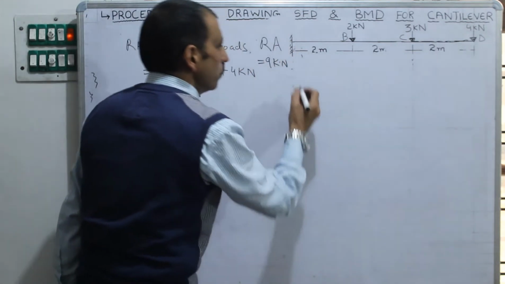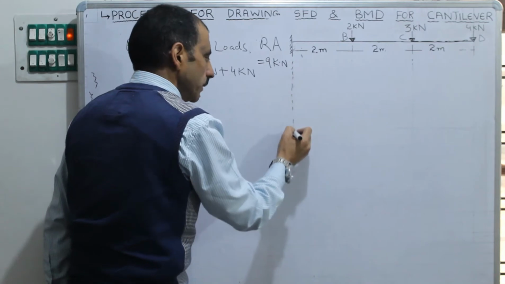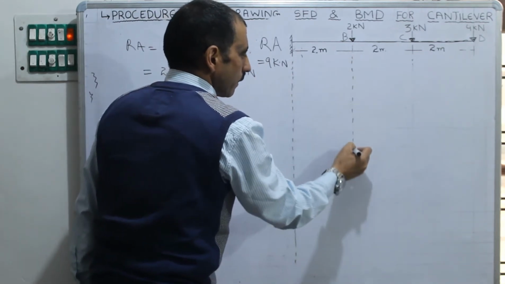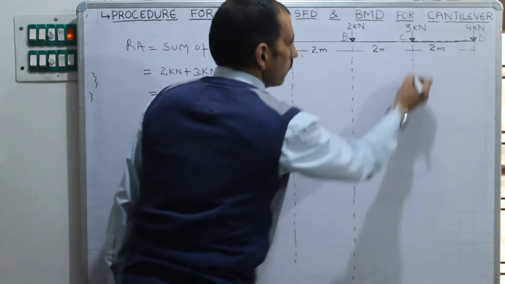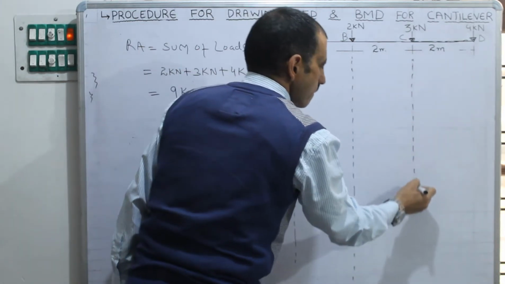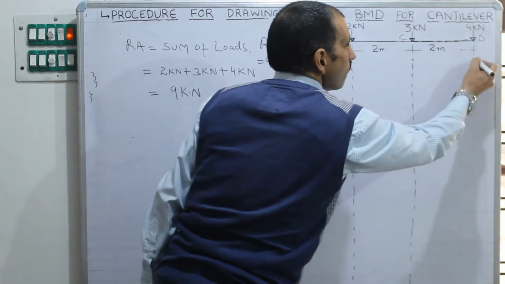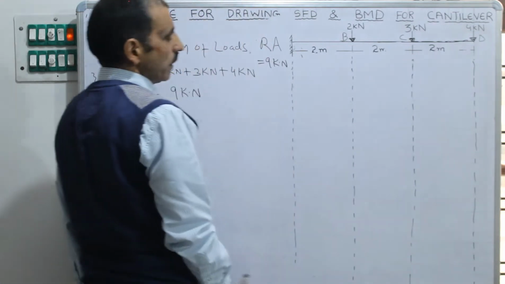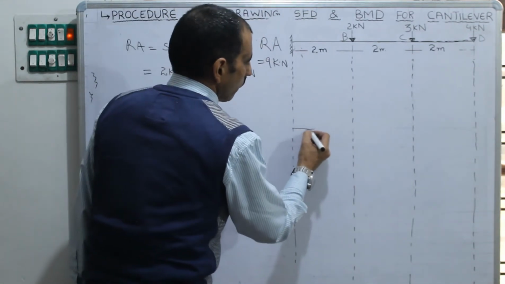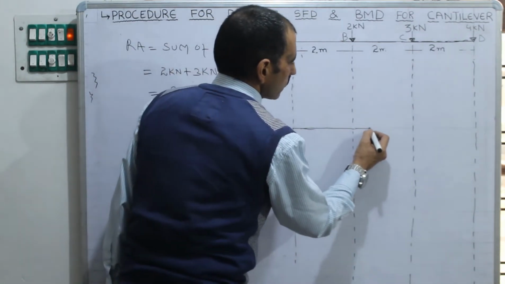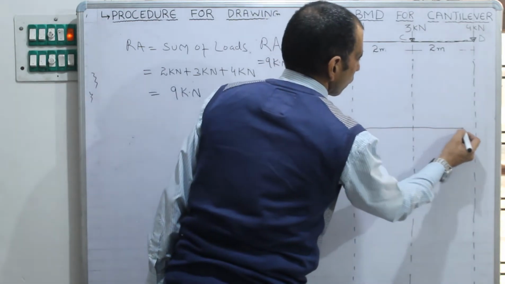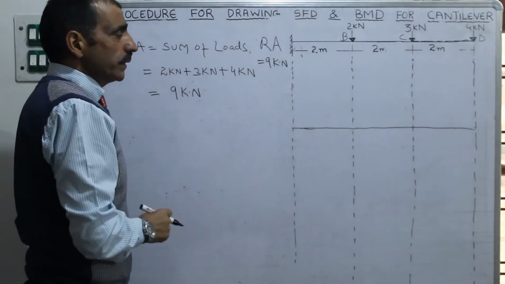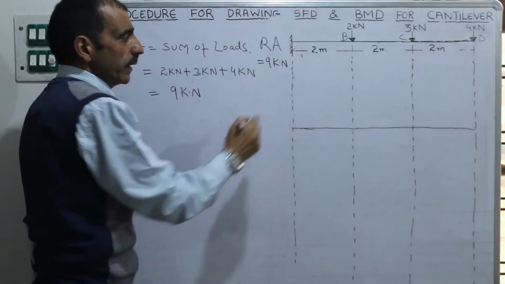After that, I will draw the projections downwards along the loads and along the ends. This is one projection, second projection, this is one more projection, and this is one more projection. After that, I will draw a line known as a reference line or neutral axis. Now RA is 9 kilonewton and the direction of the reaction is upward here.